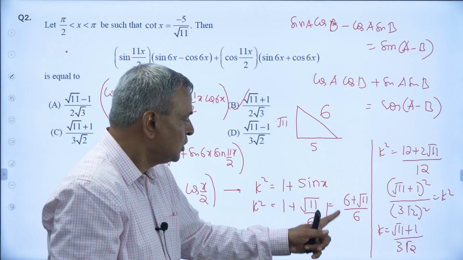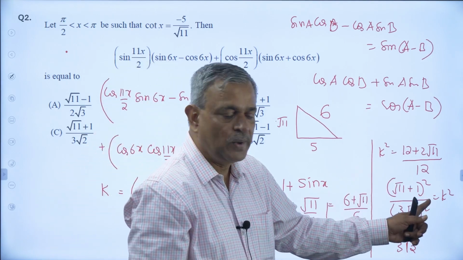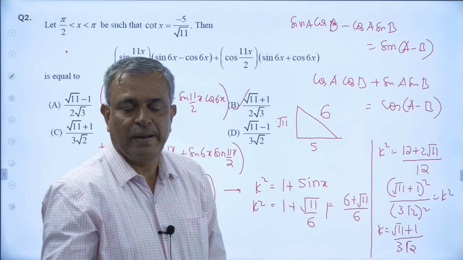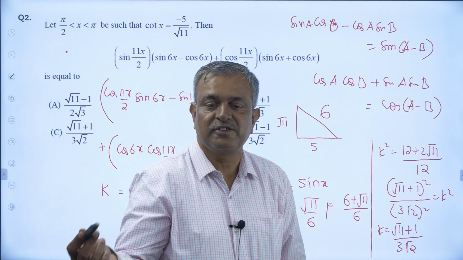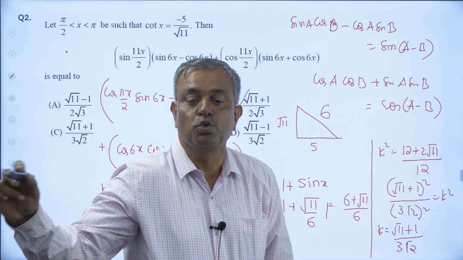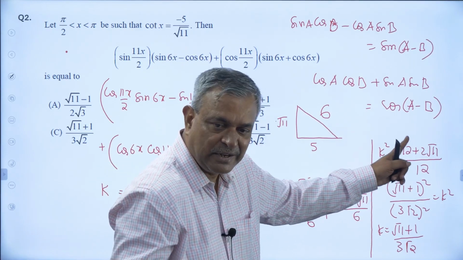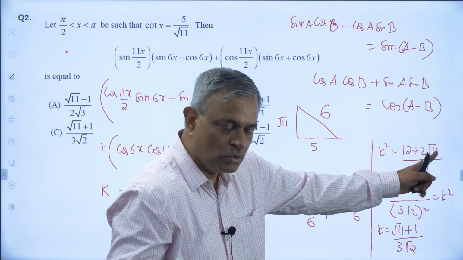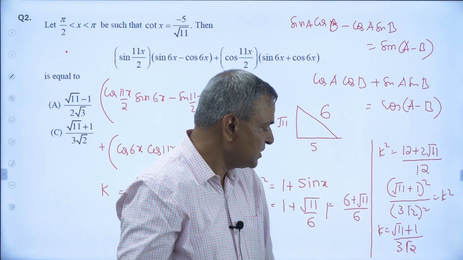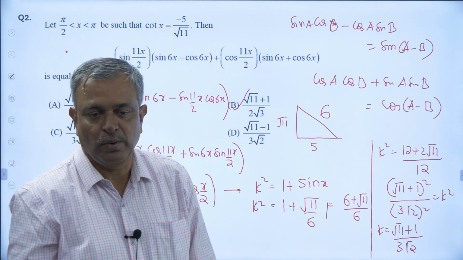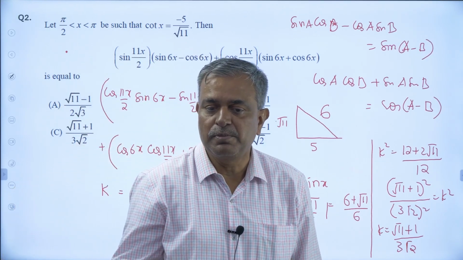We got a surd. To make this surd a perfect square, we multiply by 2. It's like root a plus root b whole square is a plus b plus 2 root ab. The 2 is missing here. That is the trick. That's why we multiply by 2 and divide by 2, giving 12 plus 2 root 11. So we get our required answer: k is equal to root 11 plus 1 by 3 root 2.